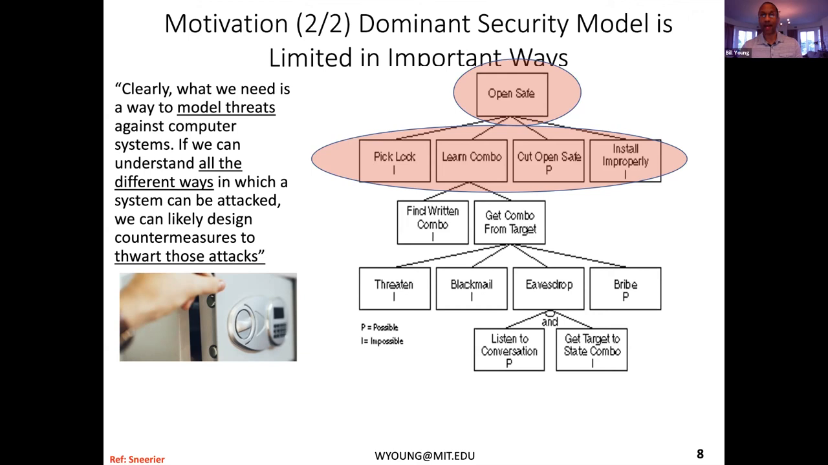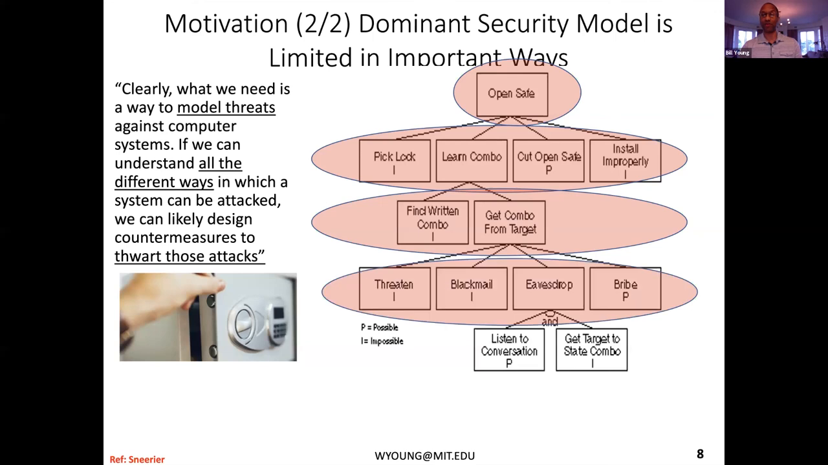And so once you have the top level nodes, then you continue to decompose them. So to learn the combo, you can either find it or you could get it from the target. And to get it from the target, the ways you might do it are you could threaten them, blackmail them, eavesdrop, or bribe. But you'll notice at the bottom here, if you're gonna eavesdrop, there's an 'and' there, so you had to not only listen to the conversation, but you had to also get the target to state the combination.